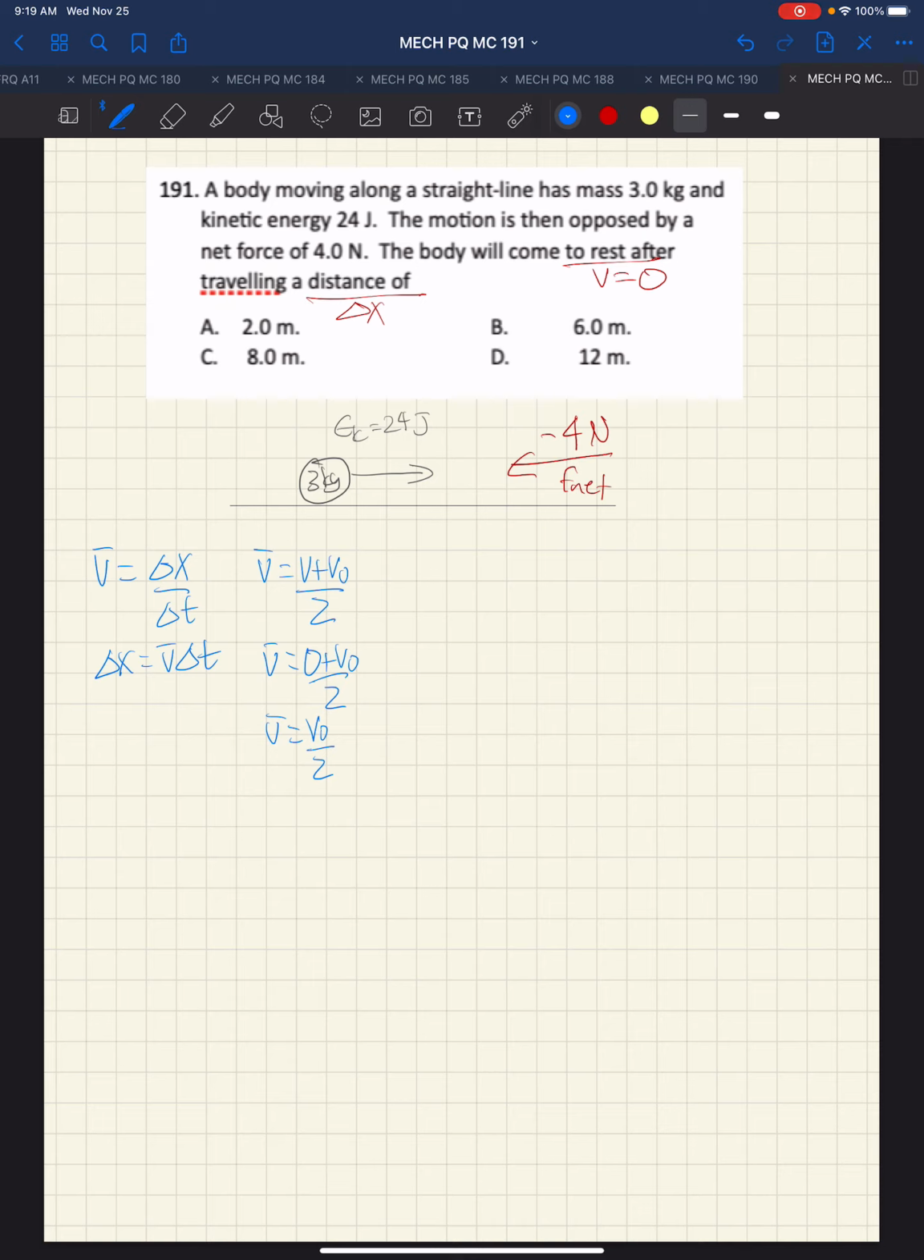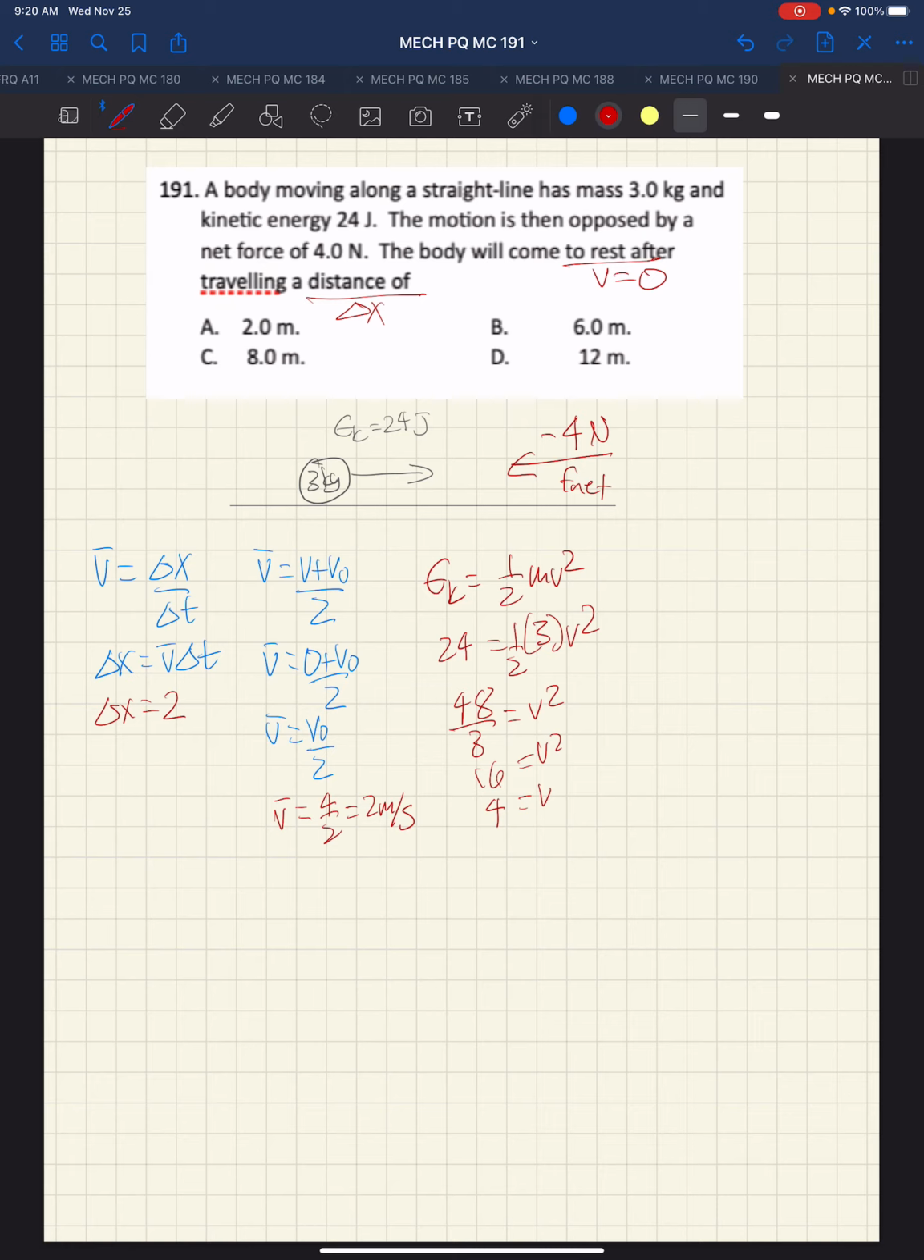Now we have the kinetic energy. So let's break apart the kinetic energy. It is 1/2 mv squared. And we know that there's 24 joules, and there is a mass of 3 kilograms. So 48 over 3 is v squared. V squared is 16, and V then is 4. So the average velocity is 4 over 2, or 2 meters per second. So delta x is 2 meters per second times the amount of time it takes to do this.